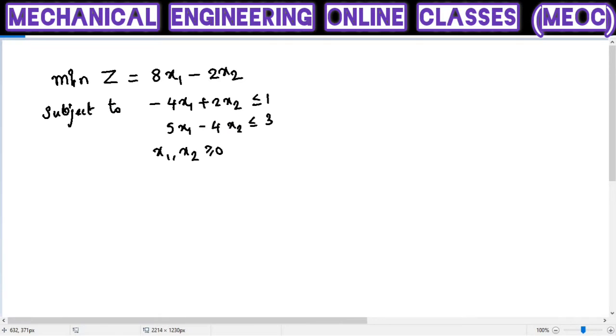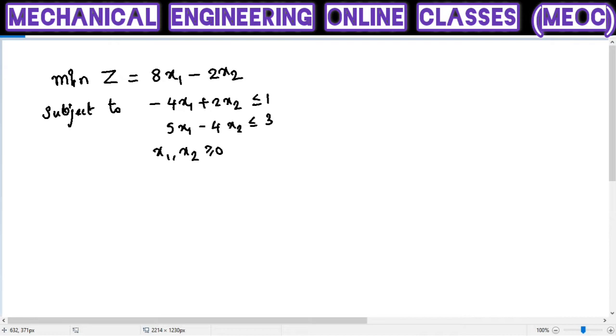Let us learn how to solve a minimization type LPP by Simplex method. Because we have already learned how to solve a max type of problem in the previous video, I shall solve this in two methods. One is a method that you've already learned.